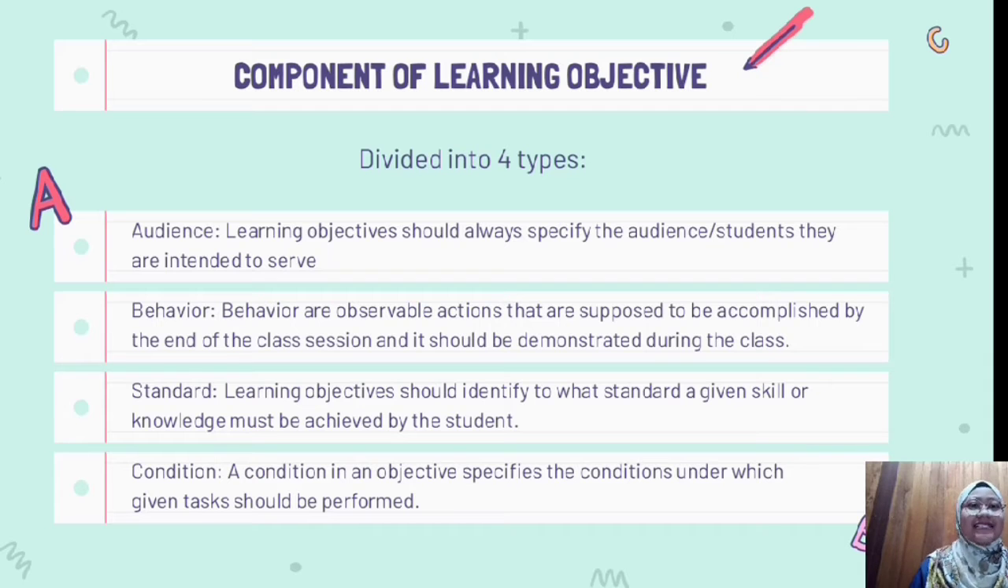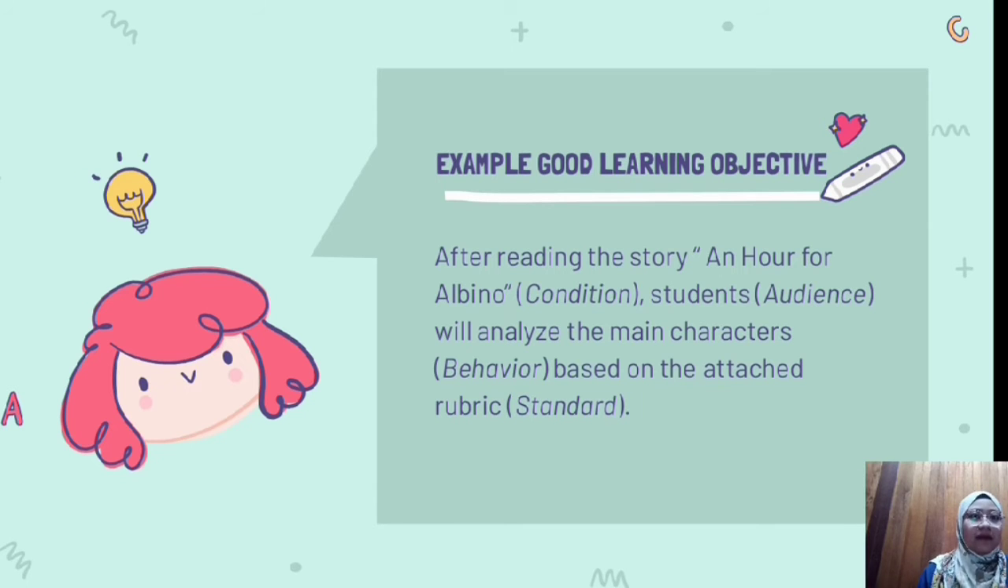Okay, last but not least, a condition. A condition in an objective specifies the condition under which the given task should be performed, for example, a time limit. So for an example of a learning objective: after reading the story, an hour for albino, which is the condition, we give the conditions. Student, which is the audience, will analyze the main character, which is the behavior, based on the attached rubric standards.